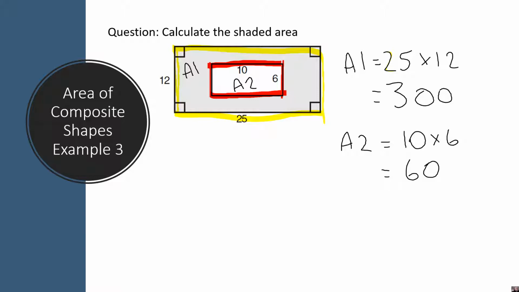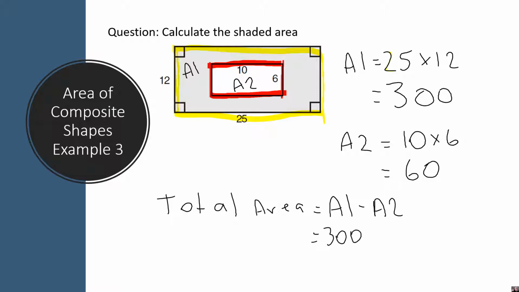All right, so to find the total area, this time we're actually going to take away. So we're going to start with the big area, area 1. I'm going to take out that smaller rectangle. So take away area 2. So it's 300, take away 60, which is 240. The shaded area is 240. So we started with the big rectangle, took out the smaller rectangle, and we're left with the shaded area.